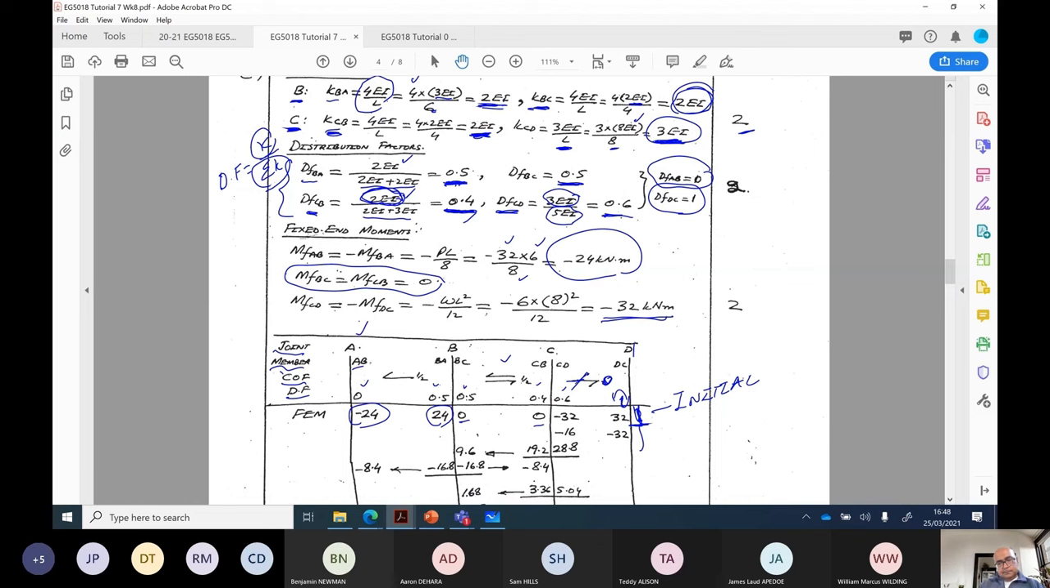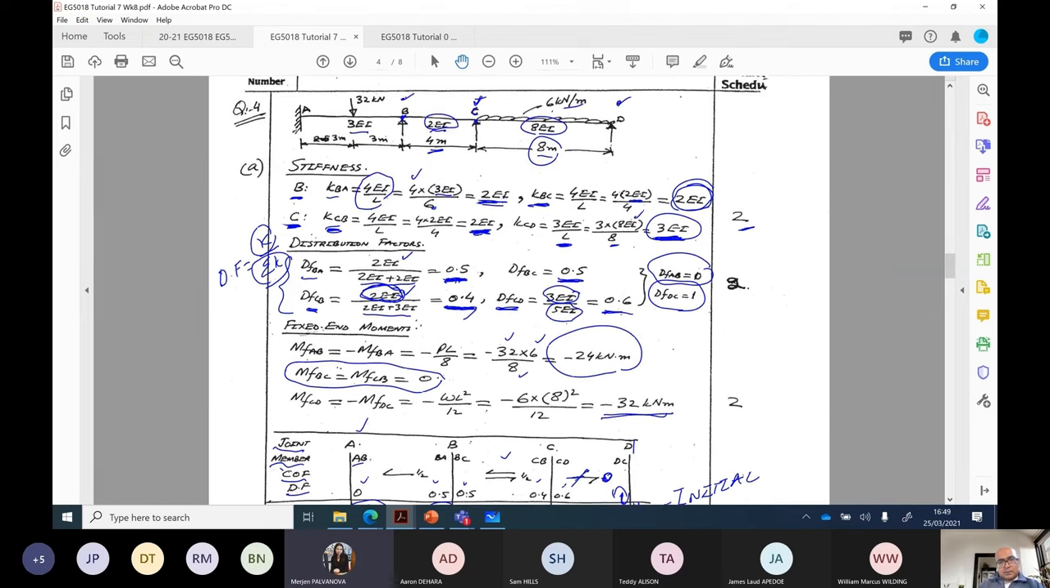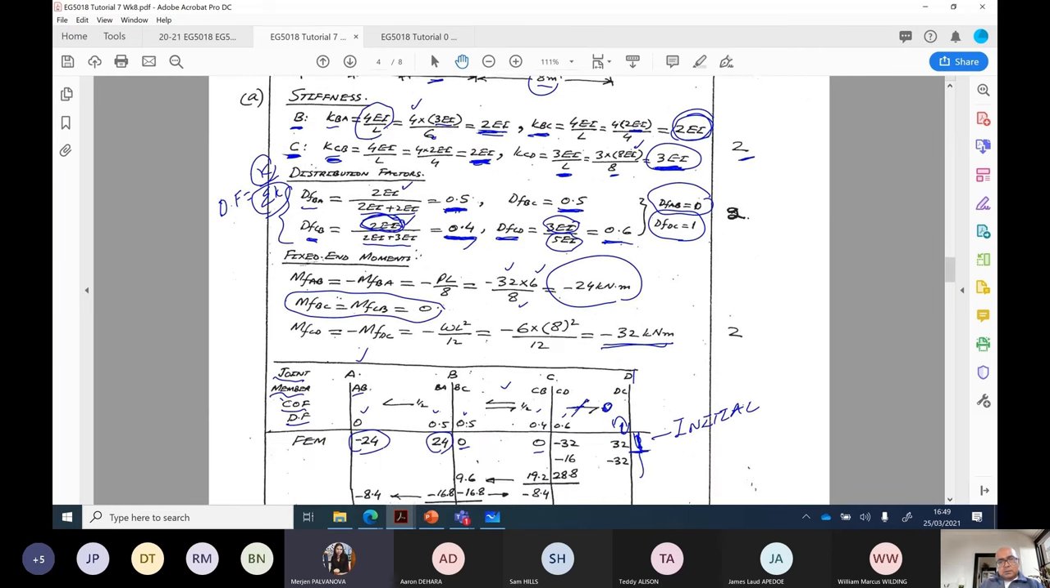I'm not sure how you got MFAB. Why are you using this particular formula, PL over 8?